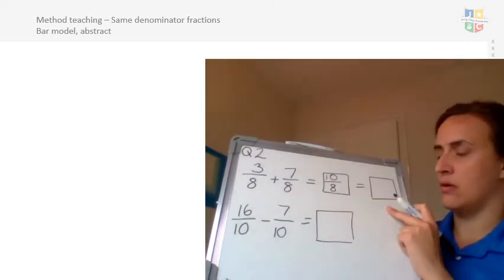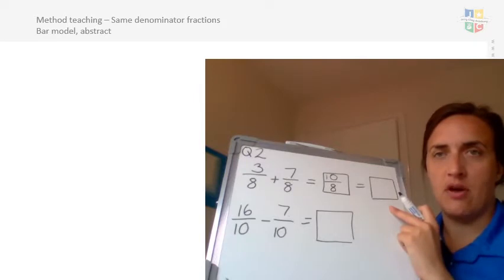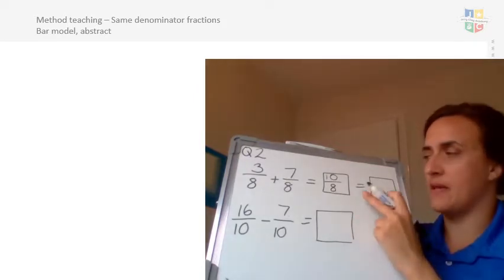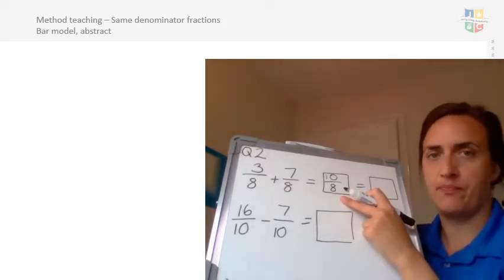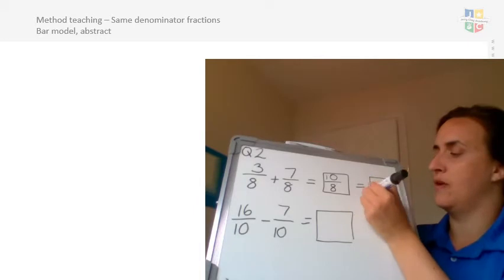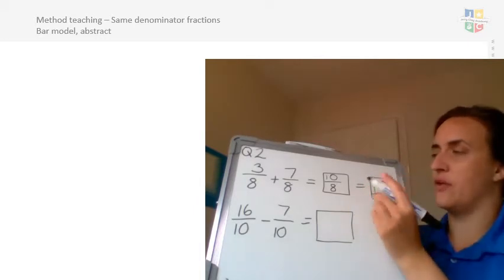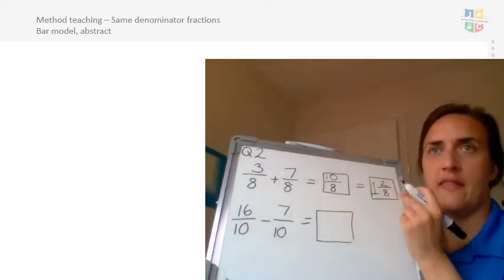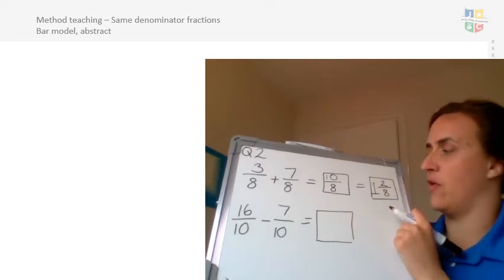If there's another box, that means that you must be able to convert it into a mixed number because it was an improper fraction. So 10 eighths is the same as 1 whole and 2 eighths. We know there's 8 eighths in a whole, and then there's 2 more that we need to count for.